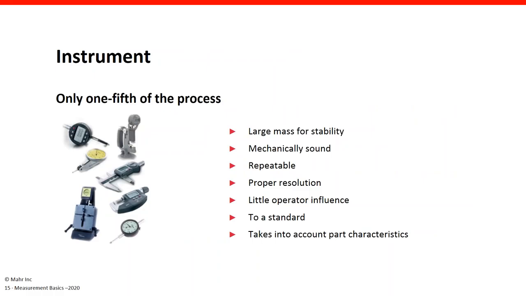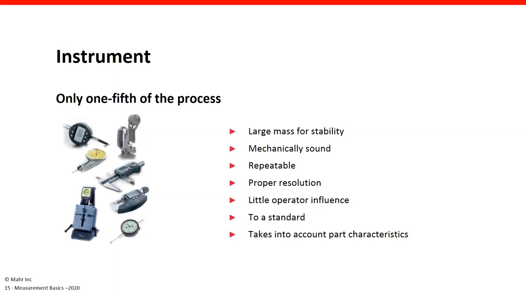The next part of the measuring process is the instrument. I like to refer to this as being only 1/5 of the measuring process. That's because we get a lot of calls where a customer will tell me that their gauge is not working properly. Well, I sit back for a minute, talk about it, and usually we can find that maybe the gauge is working right, but there's something else going on.